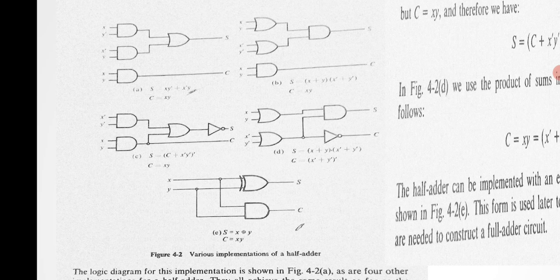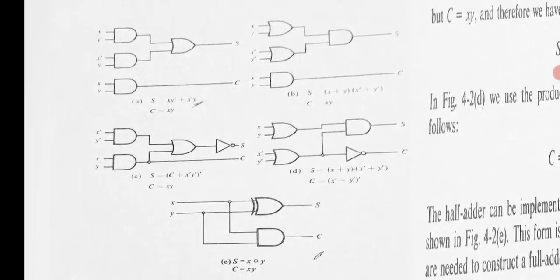So you have various implementations of half adder. You can concentrate on the left hand side. So you have A to E, total 5 images or 5 implementation techniques of half adder. Okay, now you can concentrate on the first image A. S equal to XY dash plus X dash Y and C equal to XY. So simplified concept. Now how have they implemented it? They have two AND gates. The output of the two AND gates is fed to one OR gate, and you are going to get the sum. And for C you have two inputs along with one AND gate.